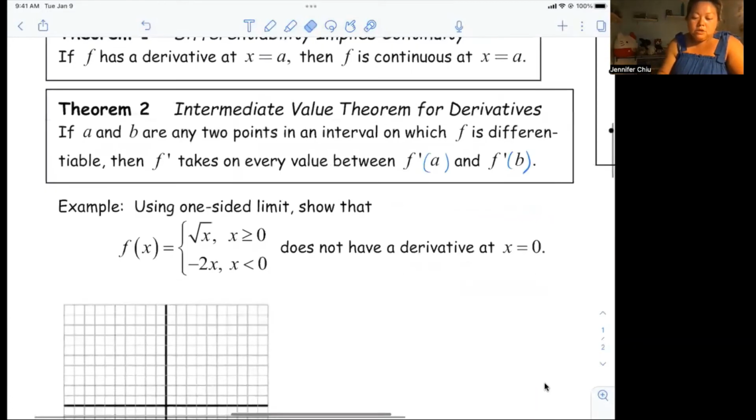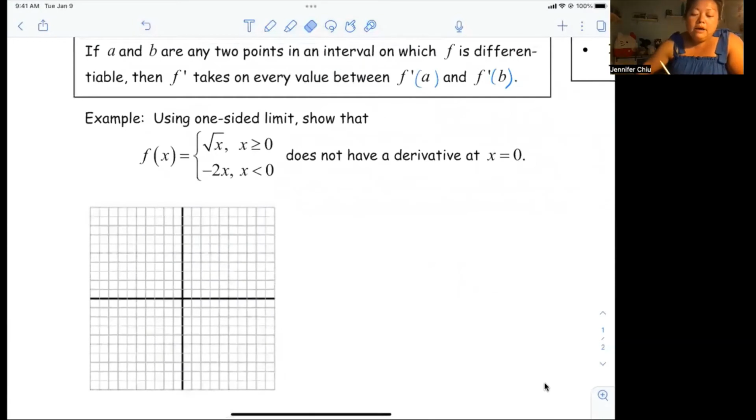So next, it says using one-sided limits, show that the function does not have a derivative at x equals 0. So the first thing you want to do is graph this out. This is a piecewise function: a square root function for the first piece, for x greater than or equal to 0. Square root starts at 0, square root of 1 is 1, square root of 4 is 2, square root of 9 is 3. So here's my function. And then negative 2x on the other side, coming down to negative 2, coming down negative 2, oops, not 1. All right, so here's my function.